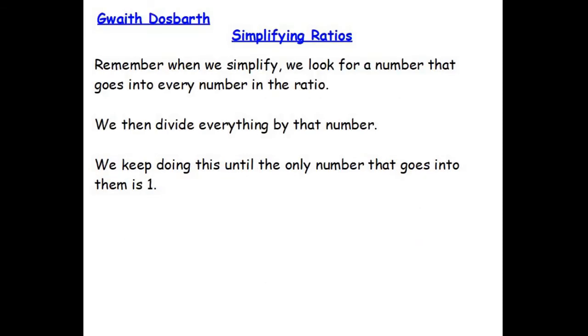So next we're going to look at simplifying ratios. Now remember, when we simplify, we look for a number that goes into every number in the ratio. We then divide everything by that number and we start again. And we keep doing this until the only number that goes into all the numbers is 1.